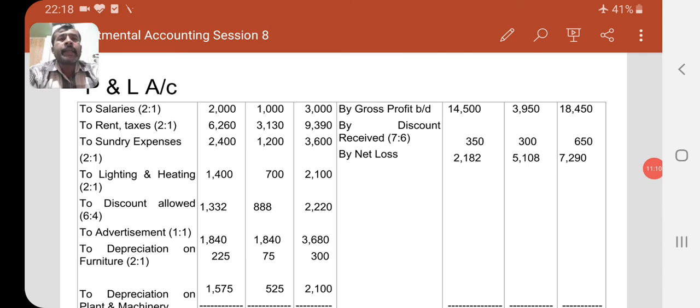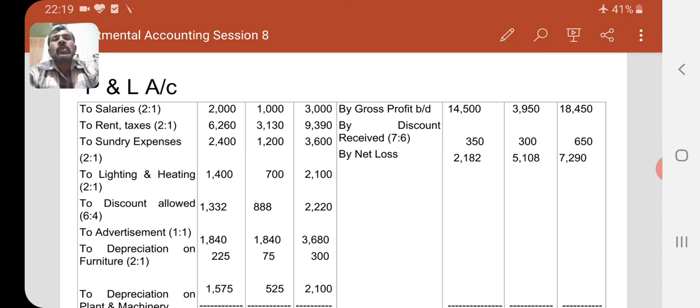And all other expenses which are given in the problem are going to be debited to the profit and loss account, and allocated between Department A and B on the basis of the ratio which is stated in the problem. So first, salaries are going to be distributed between A and B on the basis of 2:1, which is provided in the problem. Next, rent and taxes, sundry expenses, lighting and heating, all these expenses are allocated between Department A and B in the ratio of 2:1.